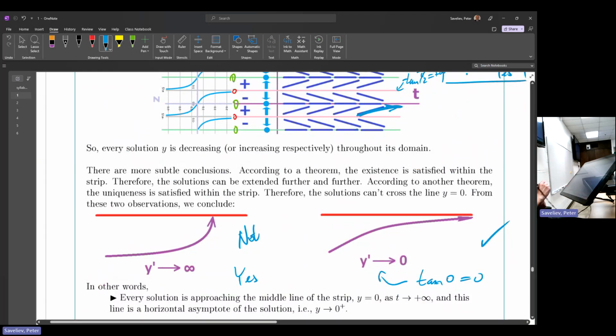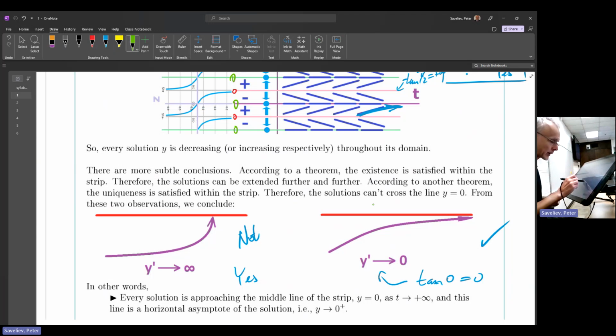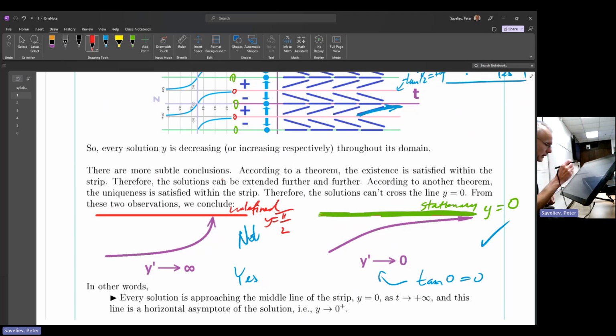Actually, I think I messed up the curves here, the colors. This is the green line where the stationary solution, such as y equals 0. And this one is undefined, such as y equals pi over 2. Let me correct myself. So the actual picture looks like this. So it's on the other end.